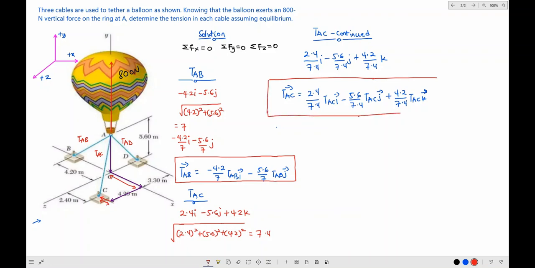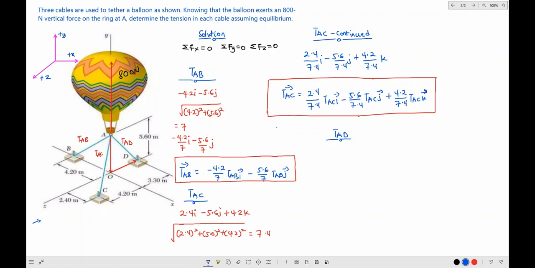Okay, so you're going to do the same for cable AD. Let's take note of that. So for TAD also, let's find the position vector. Moving from point A to D, starting from point A, we move in this direction here, and then we move in this direction here.